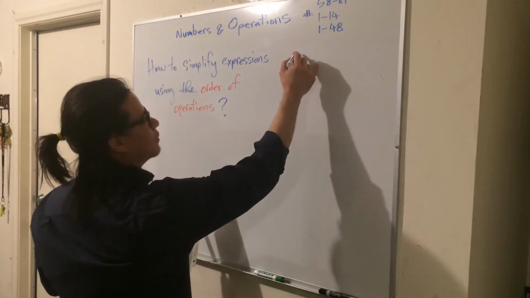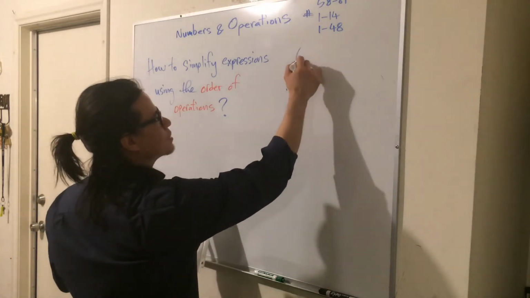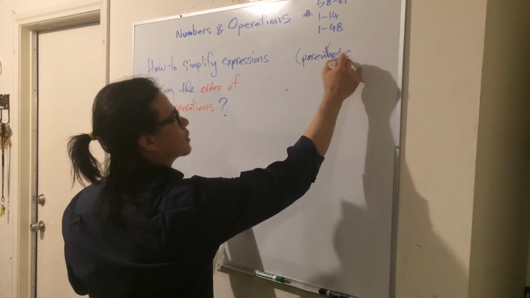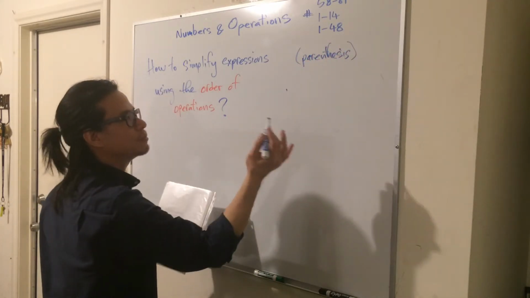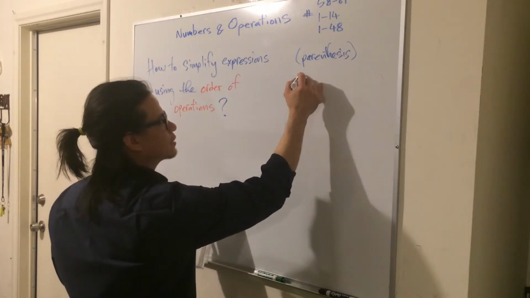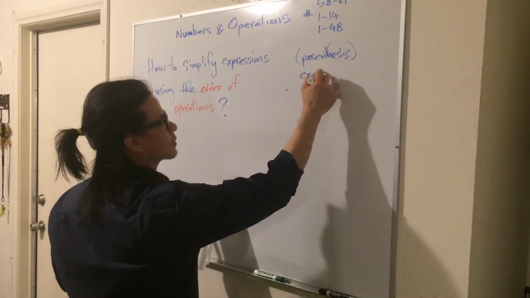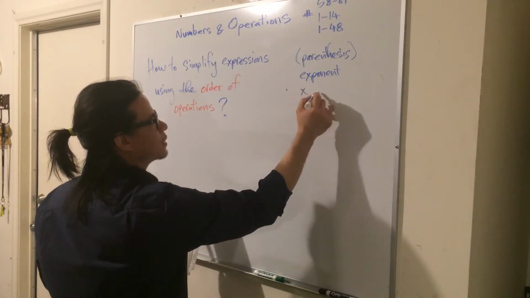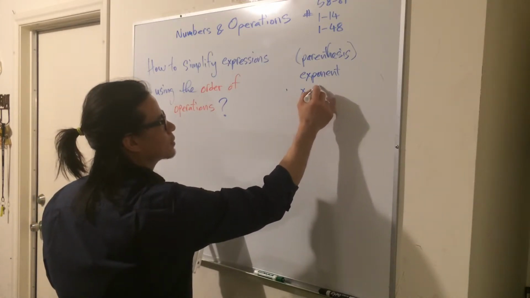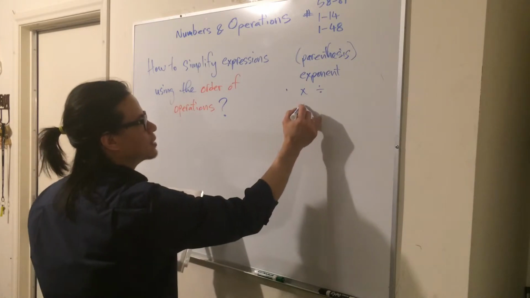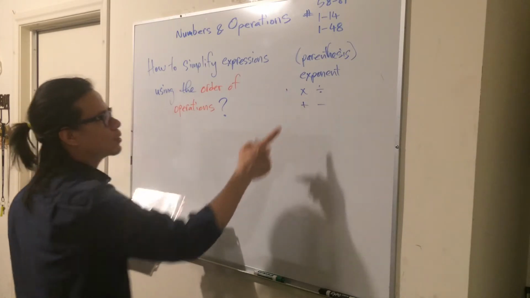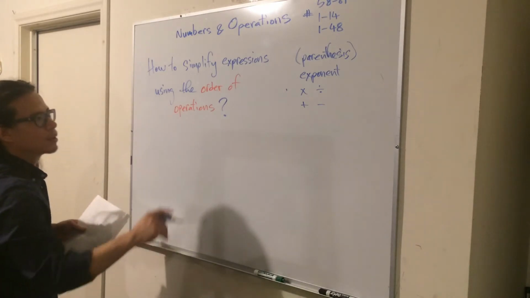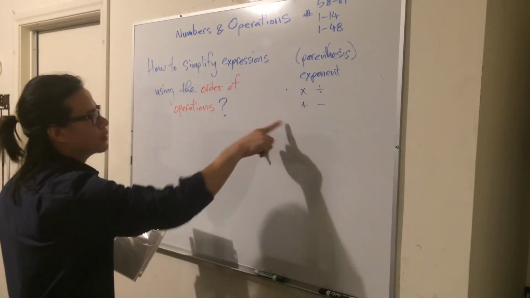So, please would be parentheses. Again, excuse it would be exponent. My dear is multiply and divide. Aunt Sally is plus and minus. Okay, so we're going to do our examples given these priorities.